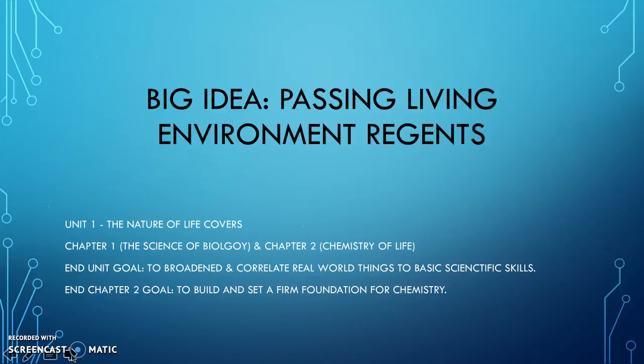Moving forward, our major big goal is to get students to pass the Living Environment Regents. So we've put a great deal of time on unit 1, the nature of life, and it covers the science of biology and also the chemistry of life. Our end goal was to broaden and correlate real world things to basic scientific skills, and then our chapter 2 goal is to build and set a firm foundation for chemistry.